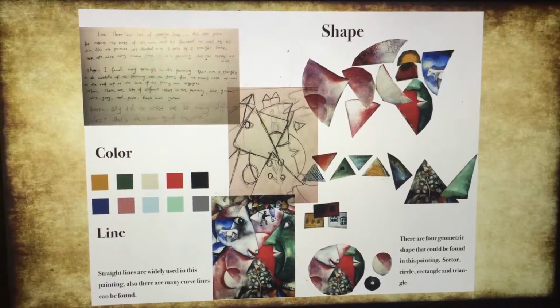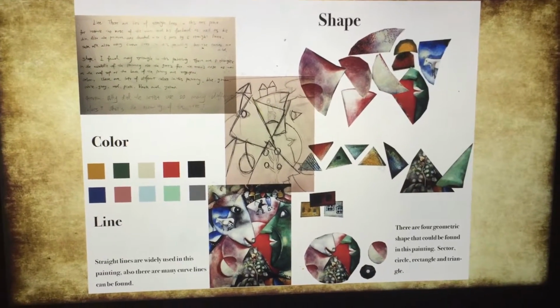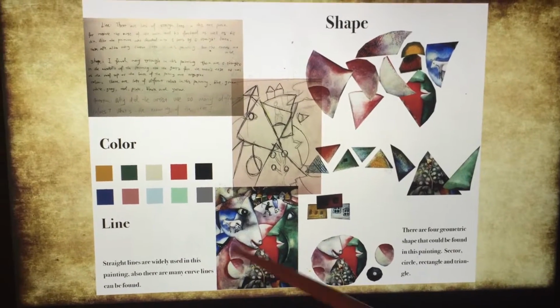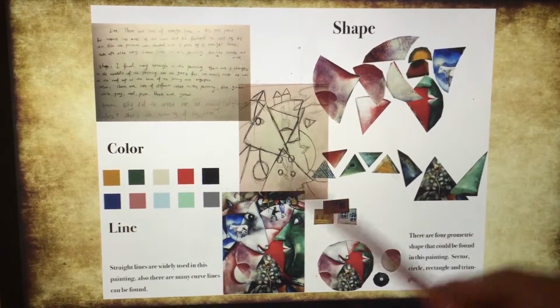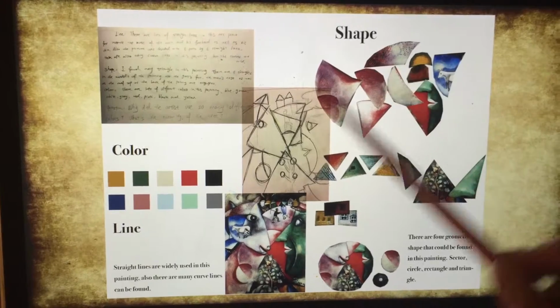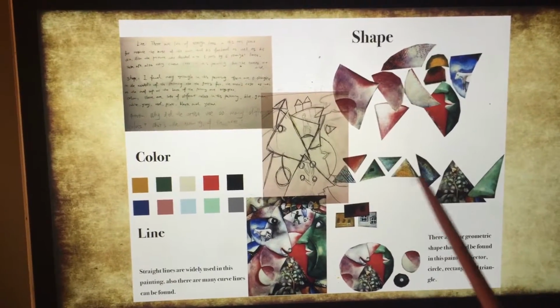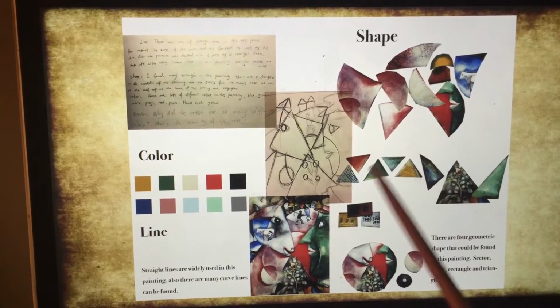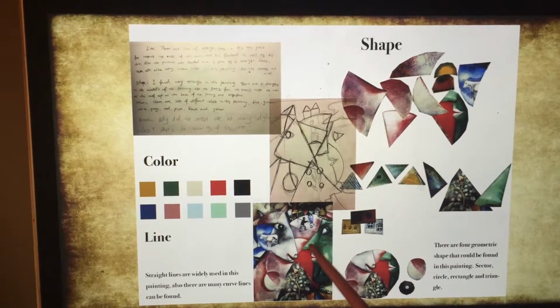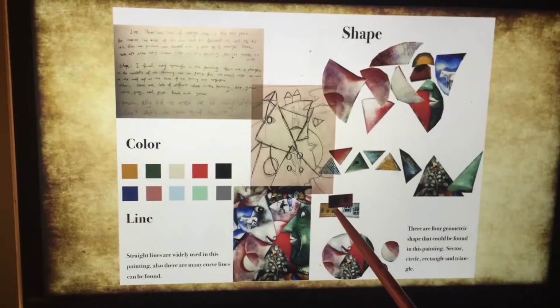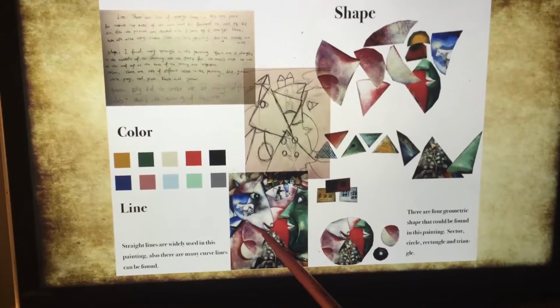This is the taxonomy I made for I and the Village. Basically, I just cut the shapes I found and grouped them. Like these are semicircles and these are triangles that I found. Like the nose is a triangle, so I put it there. And these are the rectangles and these are the circles.